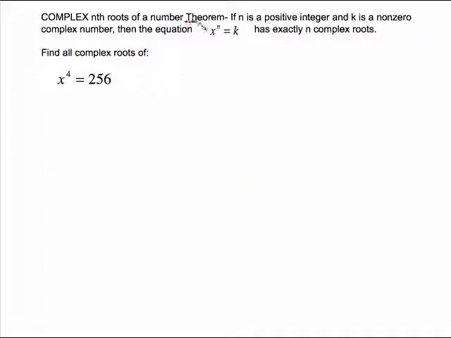This is a new theorem that we have not seen before. It's called the complex nth roots of a number theorem. And it says if n is a positive integer and k is a non-zero complex number, then the equation x to the n equals k has exactly n complex roots. X to the n equals k, which is exactly what this is. This is x to the n, in this case 4, equals k, which is 256.